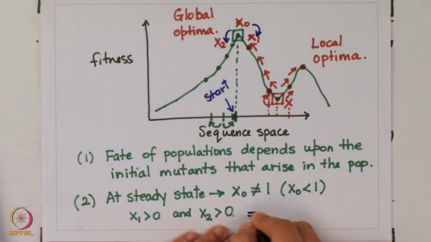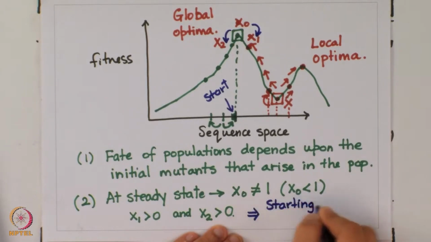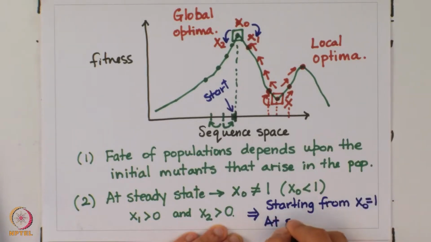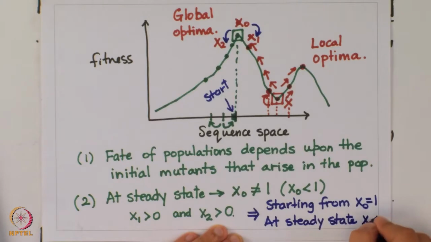What that implies is that starting from x0 equal to 1 in such an experiment, at steady state it can be easily visualized here that x0 is less than 1. What that implies in the context of fitness of the organism is that we are starting with all individuals at maximum possible fitness, corresponding to the sequence which corresponds to the maximum fitness.